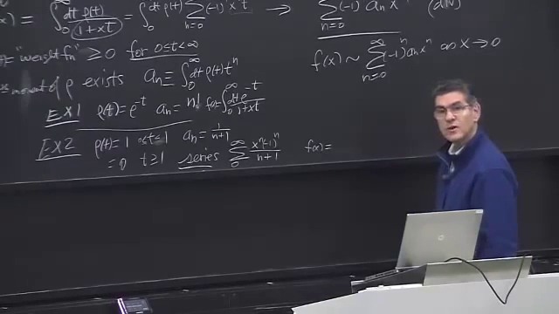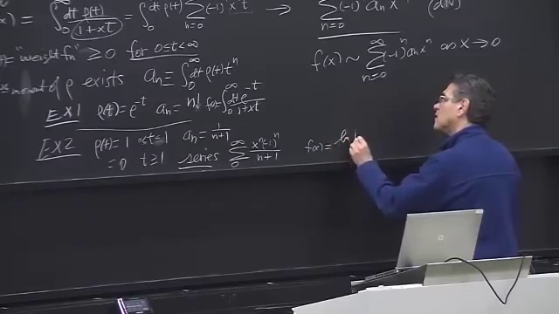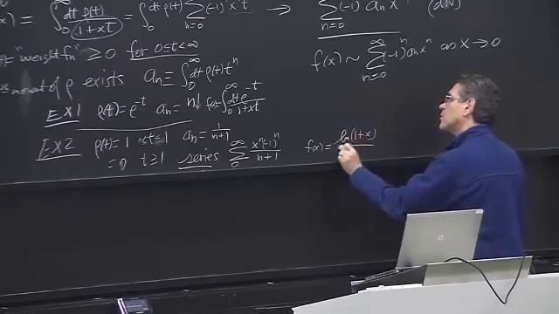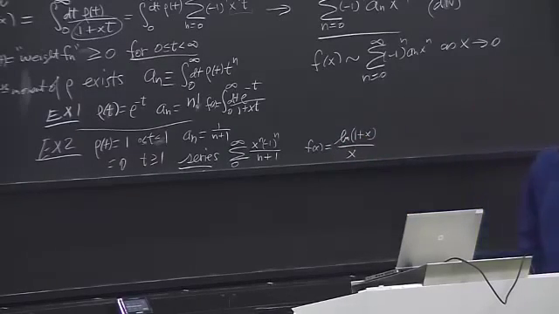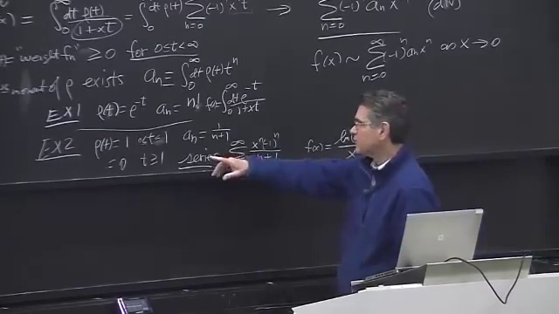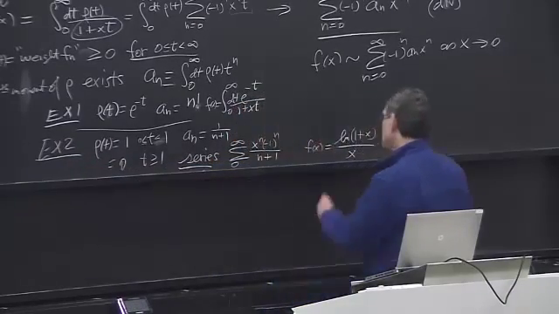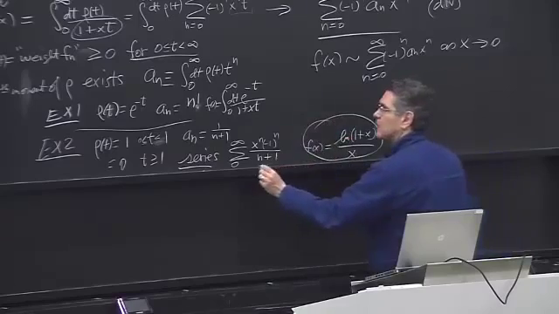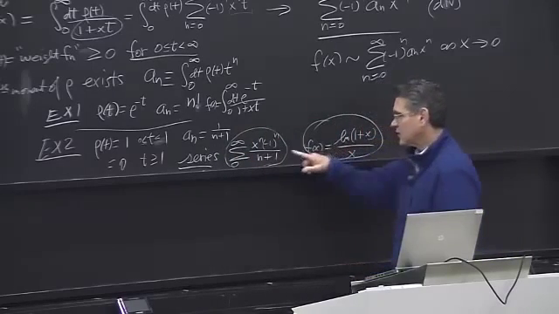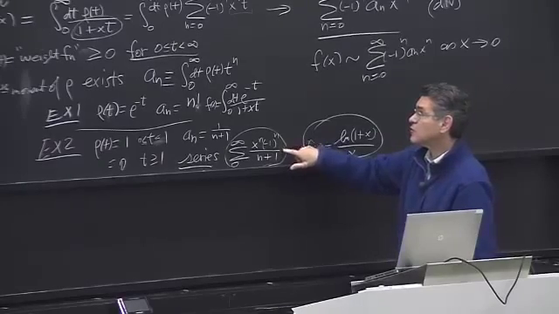Stieltjes function in this case? It would be log of 1 plus x over x. Okay? So this is an example of a Stieltjes. This is a very simple example of a Stieltjes function and the corresponding Stieltjes series. And this function is asymptotic to that series. And this series actually happens to be convergent.